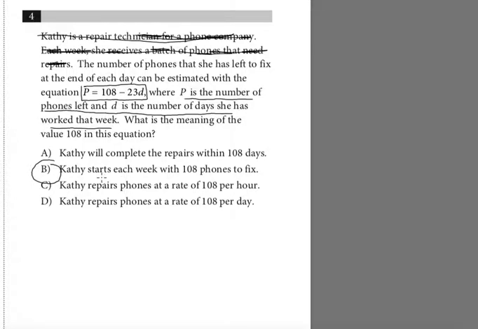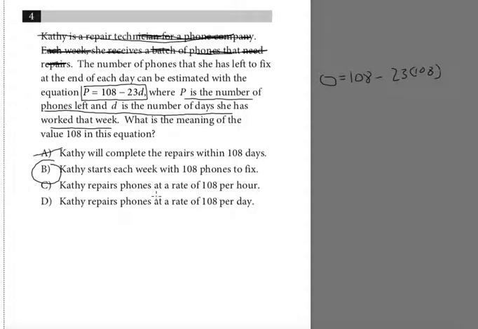And we make that logical connection once we cross things out we don't know and underline things that are very important to us, okay? And let's look at these other answer choices right here. Kathy will complete the repairs within 108 days. Well, if Kathy were to complete the repairs in 108 days, we'd have to set P equal to 0, and 108 minus 23 times 108 is basically telling us 108 days. And we know that this equation is not true, so we can go ahead and cross out that choice.